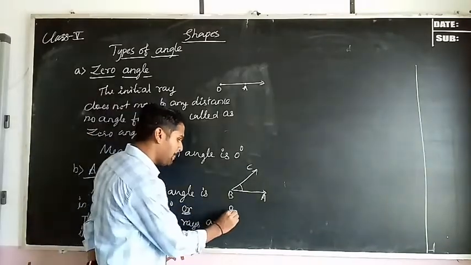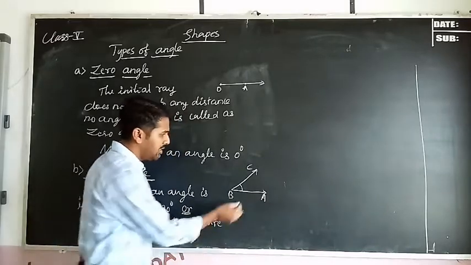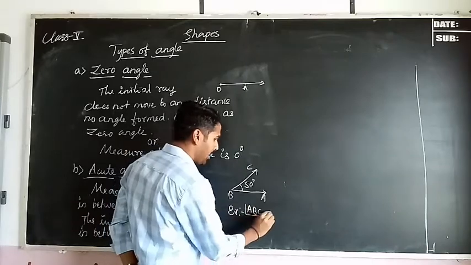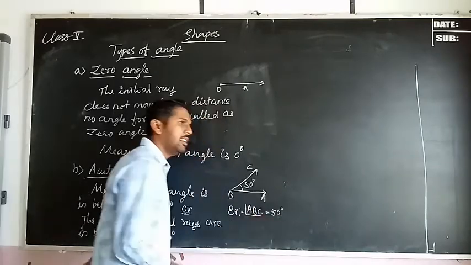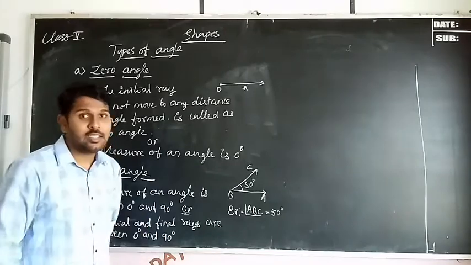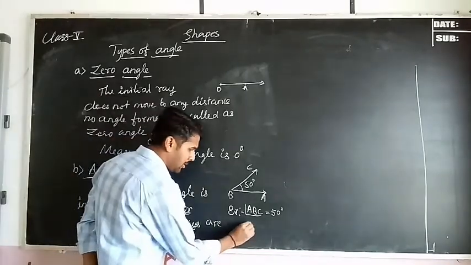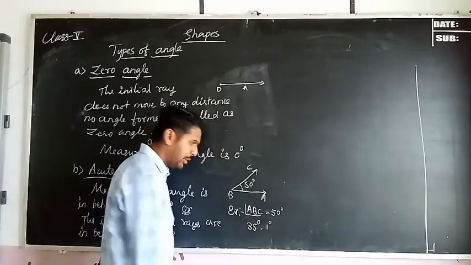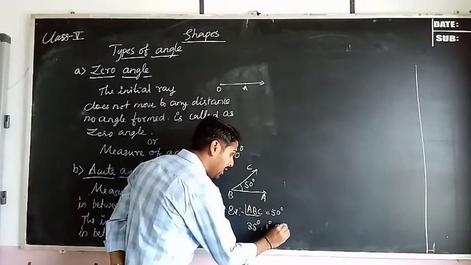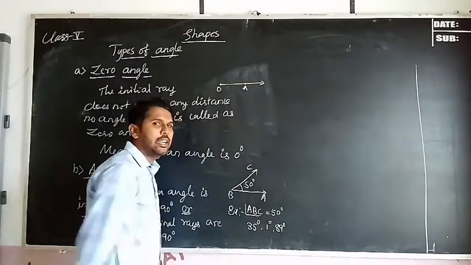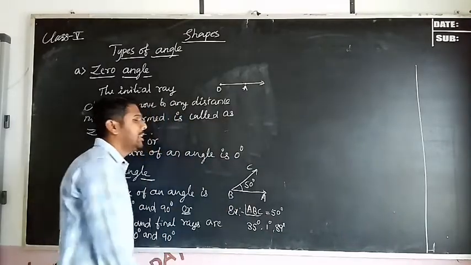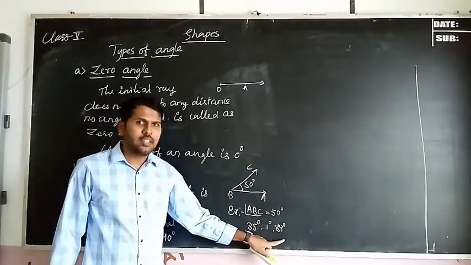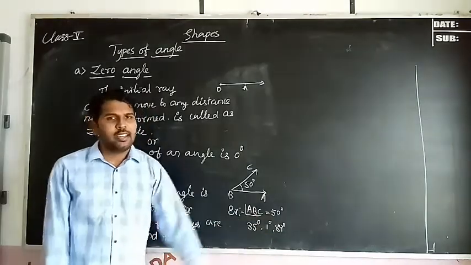So example, take it as this one is 50 degree. So ABC equals 50 degree. Other examples, in between 0 and 90, many numbers are there. So 35 degree, we can take 1 degree also, we can take 89 degree, but we can't take 90 degree. Why? I will explain later. So 50 degree, 35 degree, 1 degree, 89 degree. If you want to write down the examples, write them down.